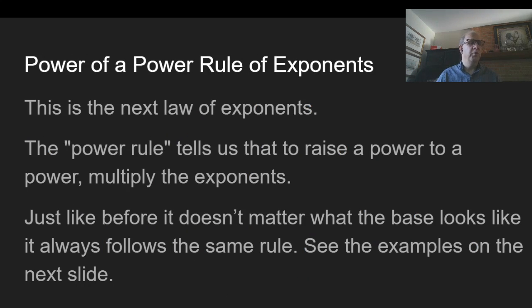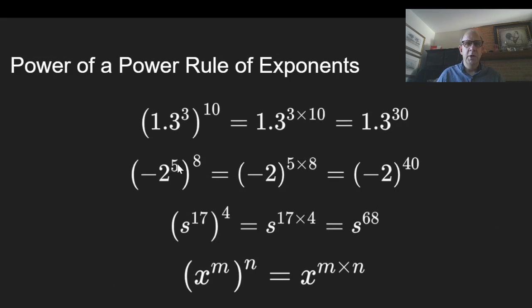Okay. So the power rule of exponents, that's our 3rd law if you're counting. The power rule tells us that to raise a power to a power, you multiply the exponents. And just like in the 1st and 2nd rule, when you're multiplying or dividing exponents, it doesn't matter what the base looks like as long as it's the same. Okay, so here's some examples. 1.3 to the 3rd raised to the power of 10 would be 1.3 to the 3rd times 10, which is 1.3 to the 30th. Right?